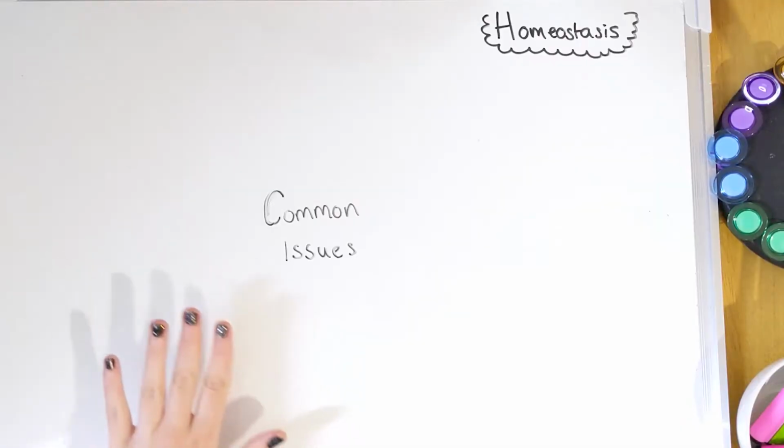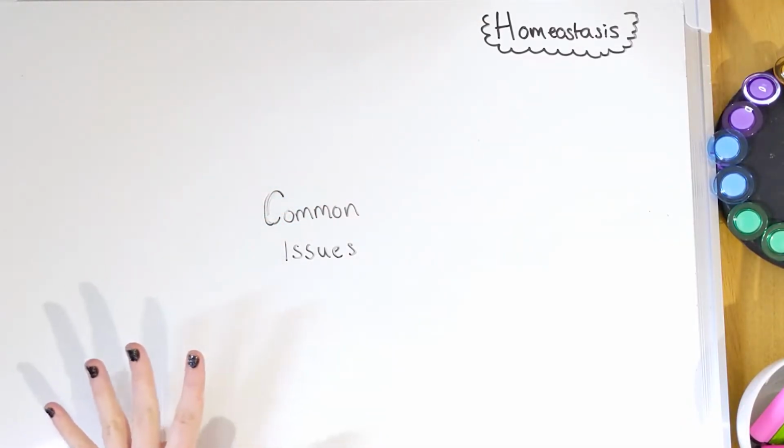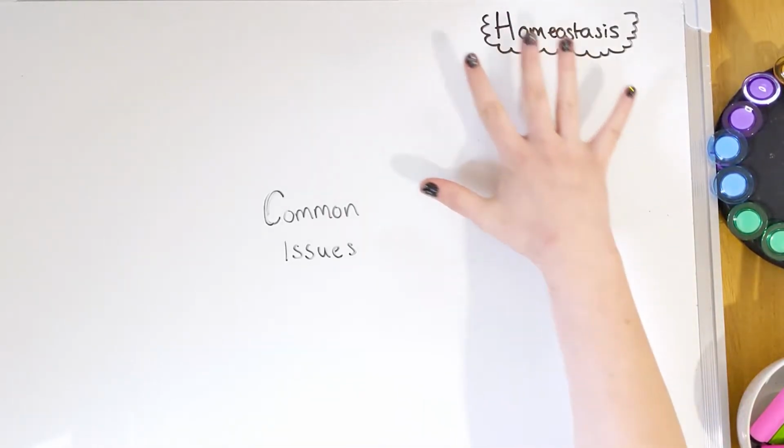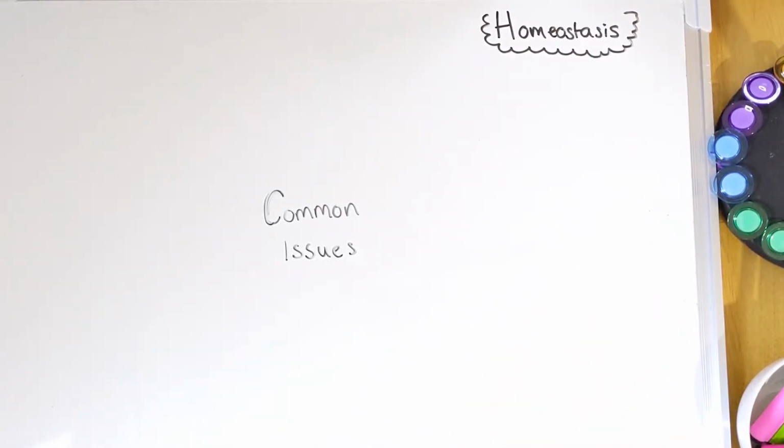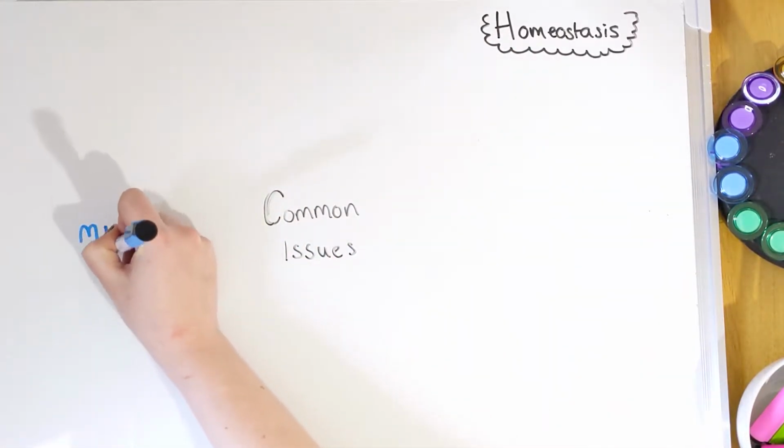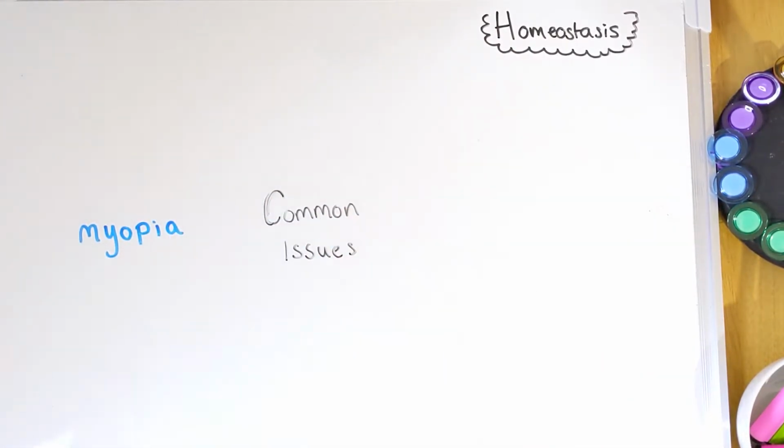There are common issues to do with the eye that you need to be aware of for your exams. We're mainly looking at far-sightedness and short-sightedness. They have proper scientific names. So on one side of this little mind map I'm going to make, I'm going to talk about myopia or short-sightedness, and on this side I'm going to talk about hyperopia or far or long-sightedness. Let's start with myopia then.